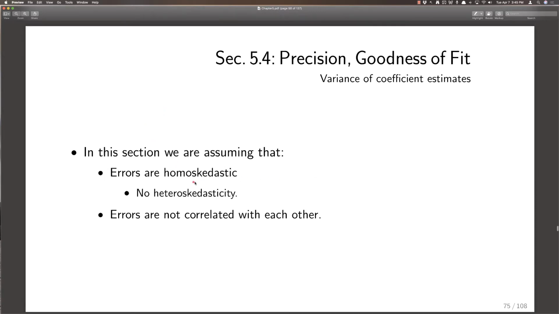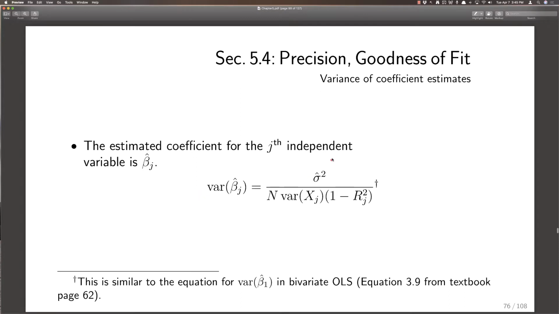And so in this section, again, we're going to do the thing where we're going to kind of assume away some of the other problems so that we can isolate one particular problem. So here we're assuming there's no heteroscedasticity, or we're assuming the errors are homoscedastic. And also we're assuming the errors are not correlated with each other. All right. So this is the new formula for the variance of beta 1 hat.